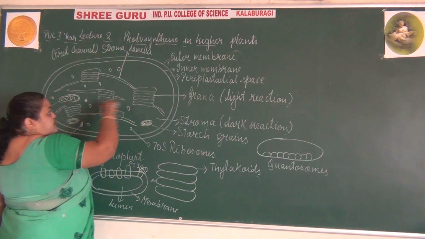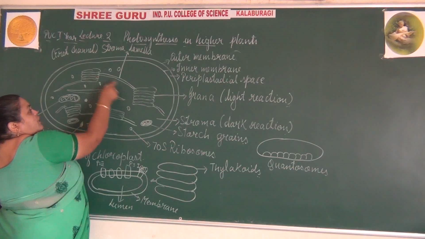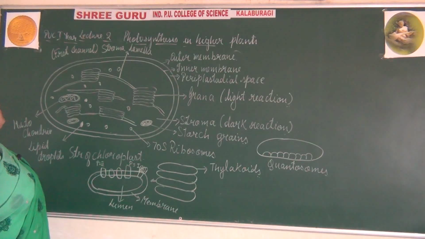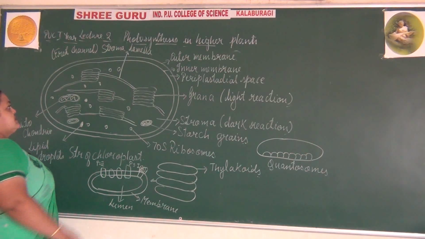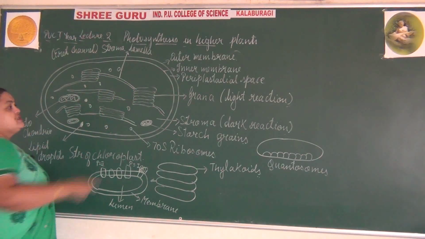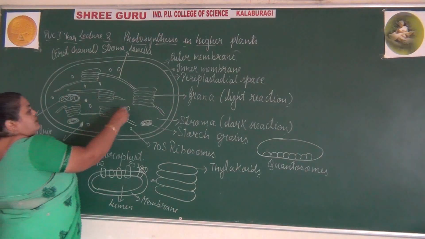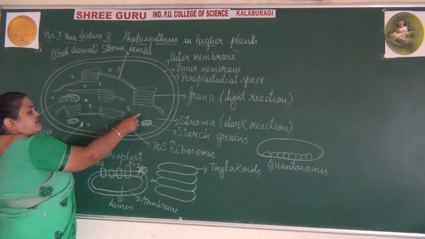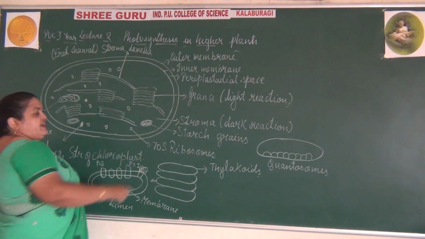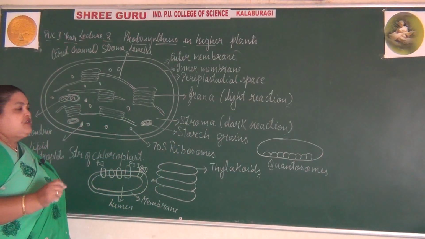And each of the grana are interconnected by connecting channels, which connect the two grana and are called the stroma lamellae or the Fret channels. These interconnections also help in transferring electrons from one grana to another. Apart from the grana, the external component is the stroma, where the light independent reaction occurs.